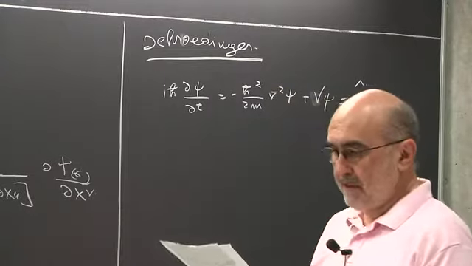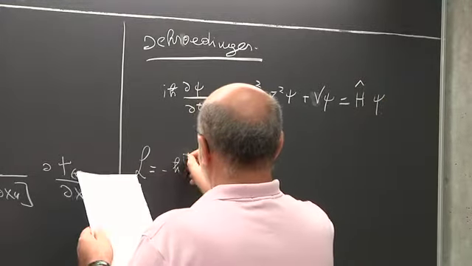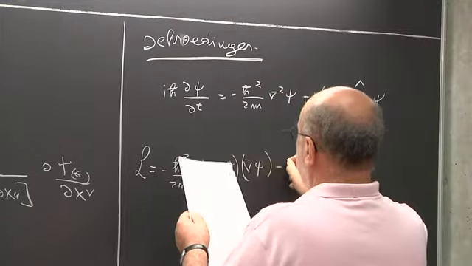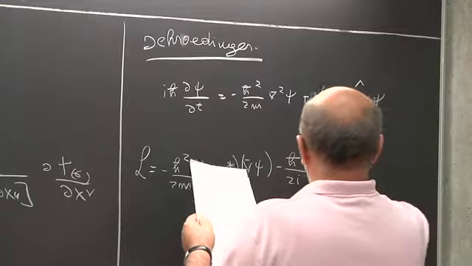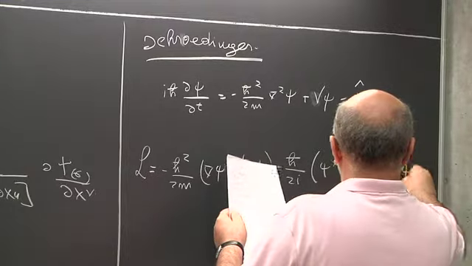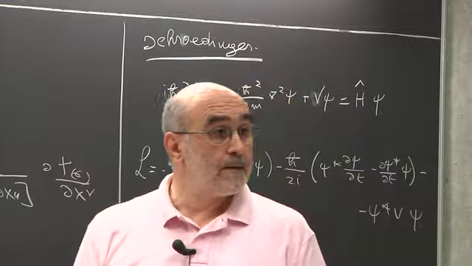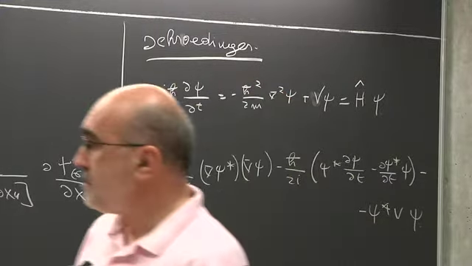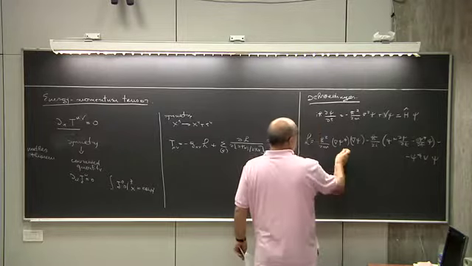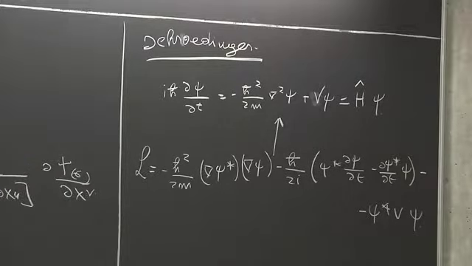We want to derive this from a Lagrangian, from a variational principle, and it's easy to see that the Lagrangian is the following: minus h bar squared over 2m, gradient of psi star, gradient of psi, minus h bar over 2i, psi star d psi dt, minus d psi star dt psi, minus psi star V psi. Okay? Now the point is, looking at this wave function as a field, can we derive the equation of motion from that?